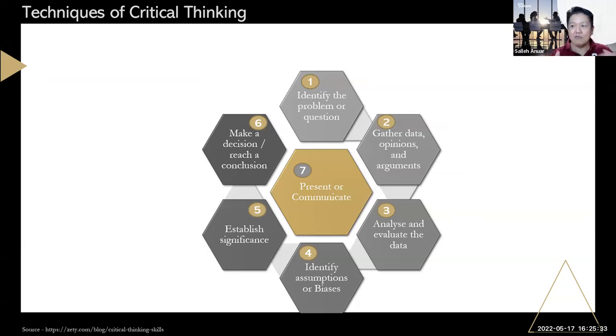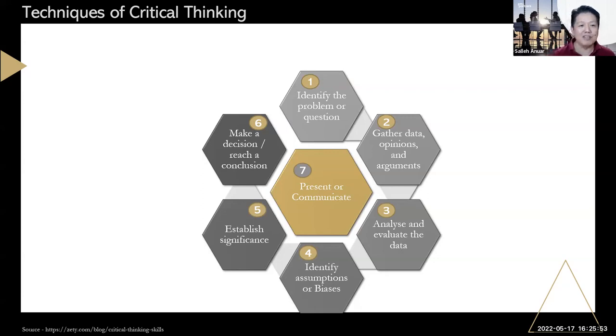The second step is after you have identified the problem or the question, then you want to gather data, opinions, and arguments, pros and cons, and then start to analyze and evaluate the data before you start to identify assumptions or biases. A lot of time, people skip step 4.